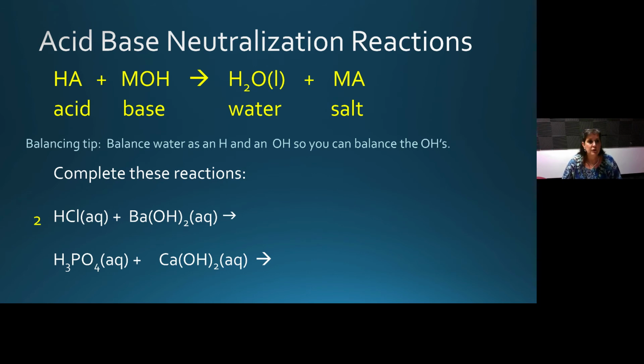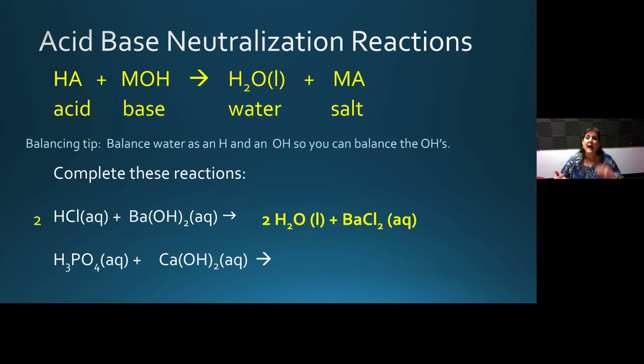And so we're going to need 2 HCl's with 1 Ba(OH)2, and we're going to make 2 H2O liquids and a BaCl2 aqueous. Okay, again, you have to predict the products for these. So that's why you need to watch the predicting products videos. That will help you with this.